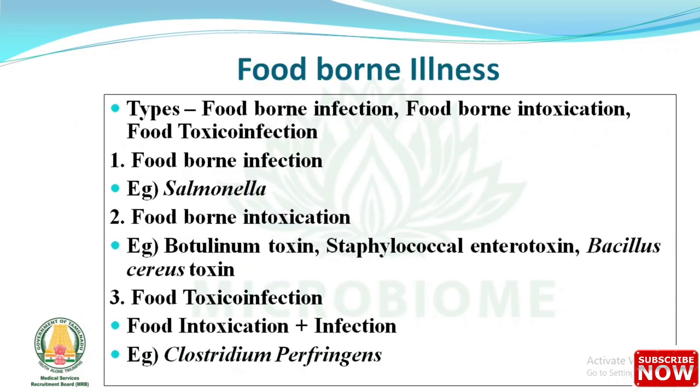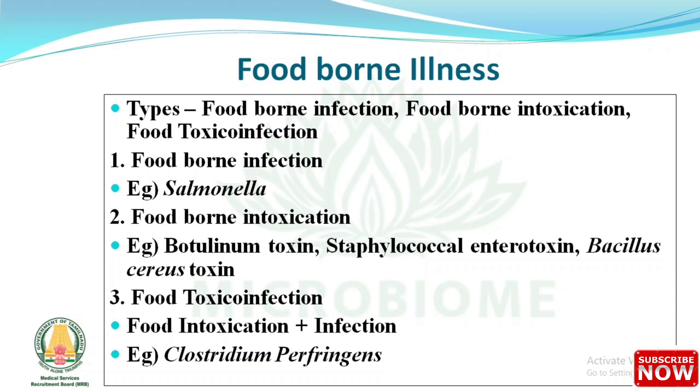And next about foodborne illness. So there are three types of foodborne illness: foodborne infection, foodborne intoxication, and food toxicoinfection. So the first one is foodborne infection. Foodborne infection is caused by consuming food containing pathogen. Its symptom doesn't appear immediately. Example, salmonella by inadequate cooking.